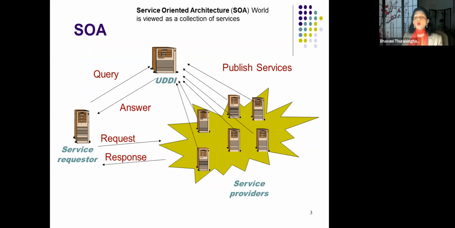Okay, so what is service-oriented architecture? Because today we are living in a service-oriented world. Actually, even from, I believe from day one, we've been living in a service-oriented world. Only thing we didn't call it service-oriented. So service-oriented architecture views the world as a collection of services. So for instance, when I'm teaching at the university, I'm providing a service, which is an education service, or actually a teaching service. And the consumers are my students.